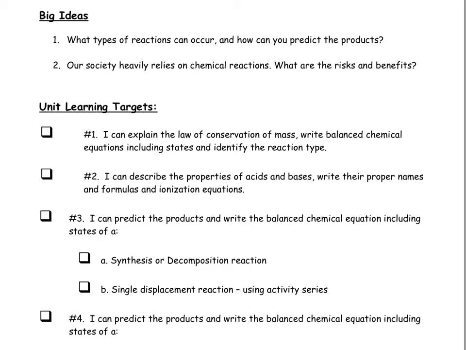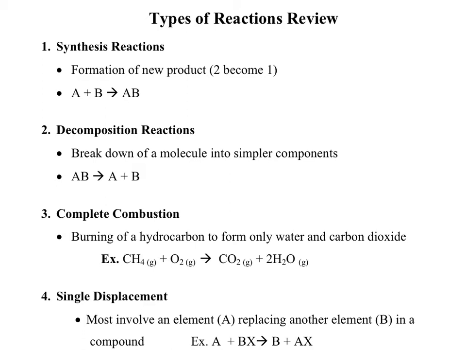In this lesson, we're going to focus on learning target number 1, specifically on identifying types of reactions and completing equations if only given the reactants. There are 5 main types of chemical reactions that you learned about in grade 10. Let's review what their definitions and what their general patterns are.